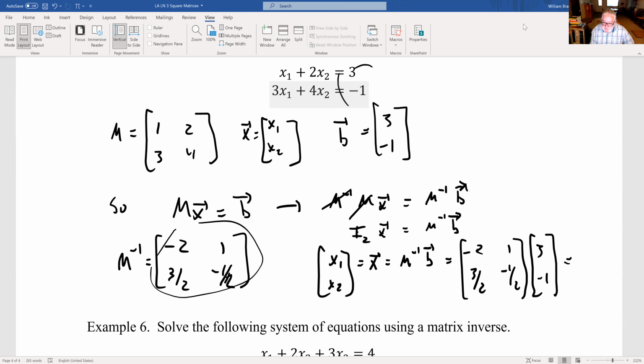-2 times 3 is -6. 1 times -1 is -1. 3 halves times 3 is 9 halves. -1/2 times -1 is +1/2. So there's my solution. And if I actually do the addition in there, I get -7. And then 9 halves plus 1/2 is 10 halves, which is 5.